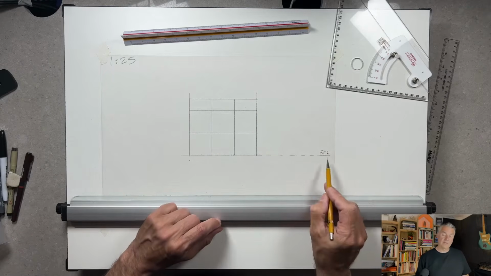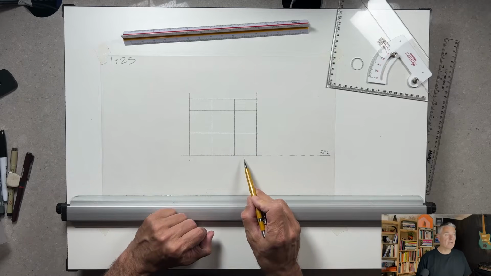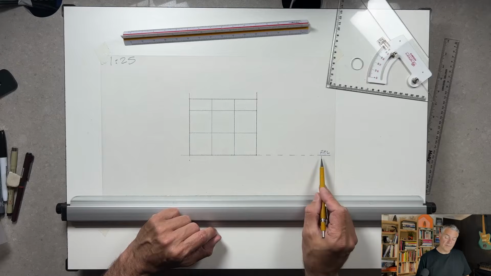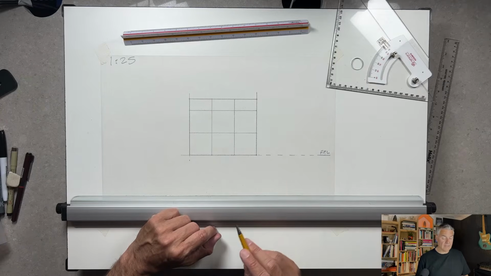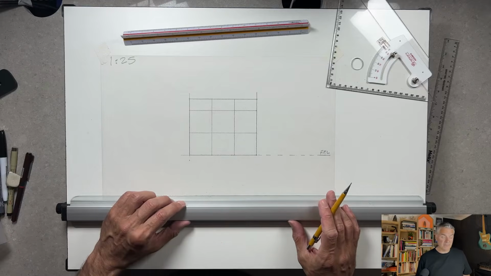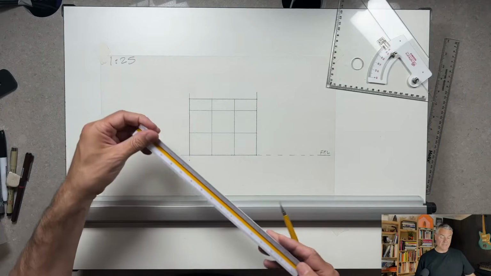FFL. So finished floor level is at the bottom here. If you are standing on a floor, regardless of what it is, whether it's concrete, wood or carpet, you will be standing on the finished floor level, FFL. So the next thing we need to do is get our horizon line in. Our horizon line is basically our eye line.